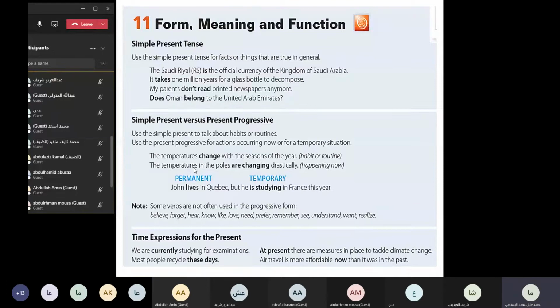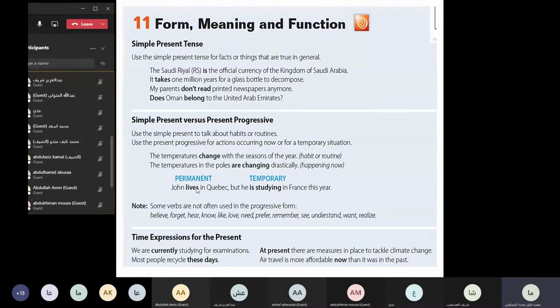Now, what about the second? Read, Abdullah. The temperatures in the poles are changing drastically. Happening now. Yes, talking about now. So you realize that here we have simple present and we have what? Present progressive. Talking about now. The temperatures in the poles are changing drastically.